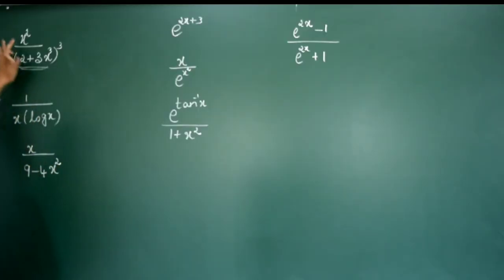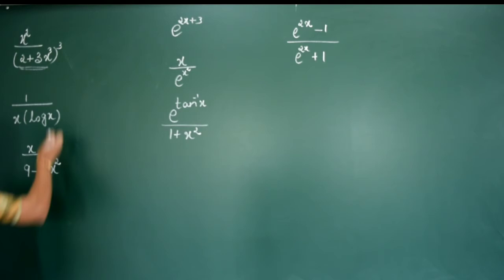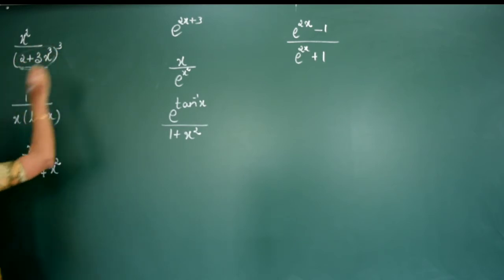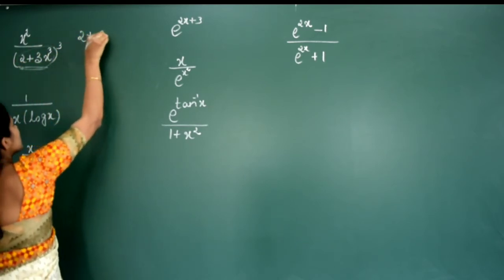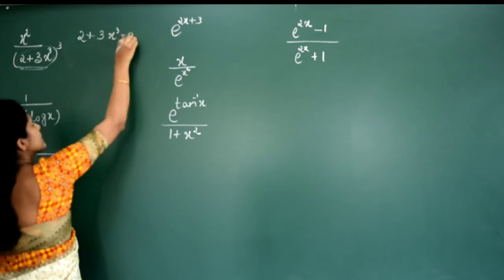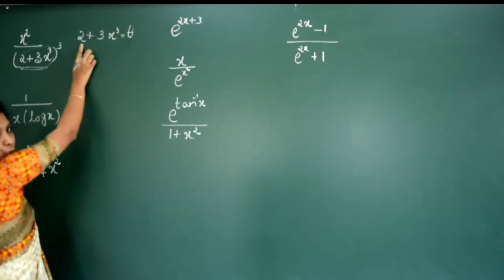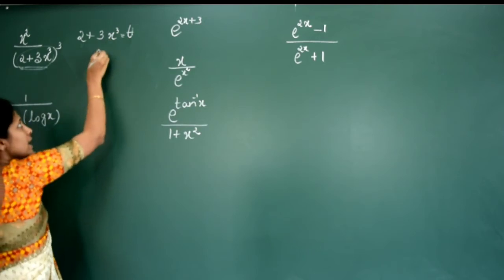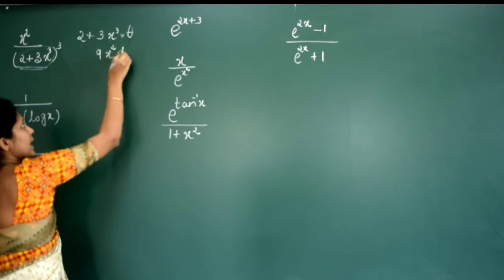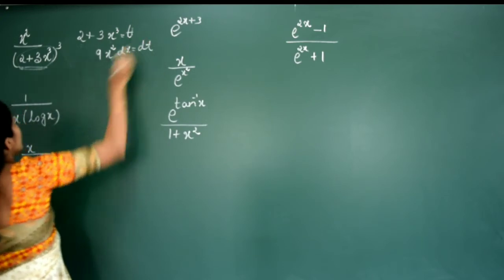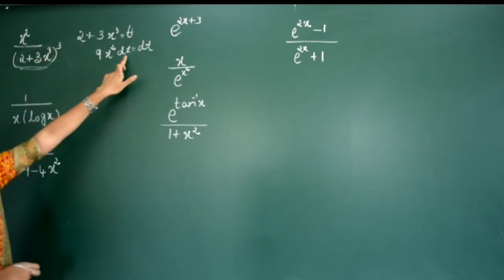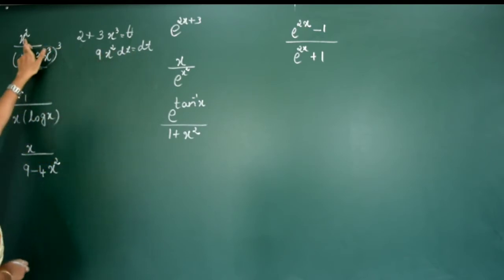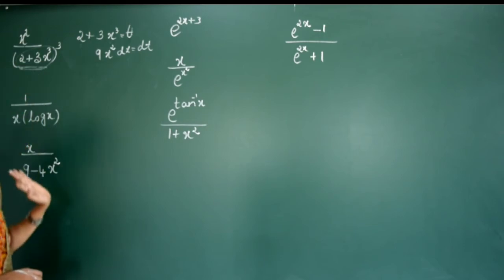Okay. In this problem, x square divided by 2 plus 3x cube whole to the power 3, obviously the substitution will be this one. Take 2 plus 3x cube equal to t. The derivative of 2 is 0, and of 3 into x cube is 3x square. So 3 into 3 is 9x square dx equal to dt. Now we have x square dx equal to dt by 9. Substitute this as dt by 9 divided by t to the power 3. Then simplify.